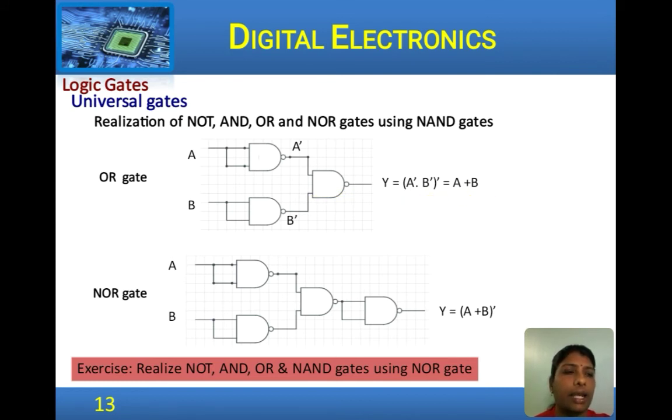So, you can see A dash dot B dash the whole dash is, using De Morgan's theorem, A double dash plus B double dash, that is A plus B. Now, invert this output again, we get a NOR gate. So, use an additional NOT operation to an OR gate. So, we have realized all the gates using NAND gates. Next, similarly, realize NOT, AND, OR and NAND using the other universal gate, the NOR gate.